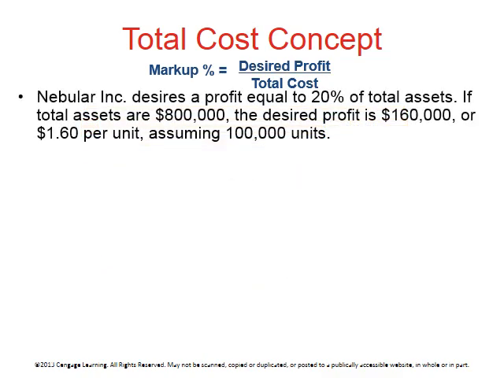So with that, Nebular Inc., we want a profit equal to 20% of total assets. Total assets are $800,000. The desired profit is $160,000, which is 20% of $800,000, or $1.60 per unit.